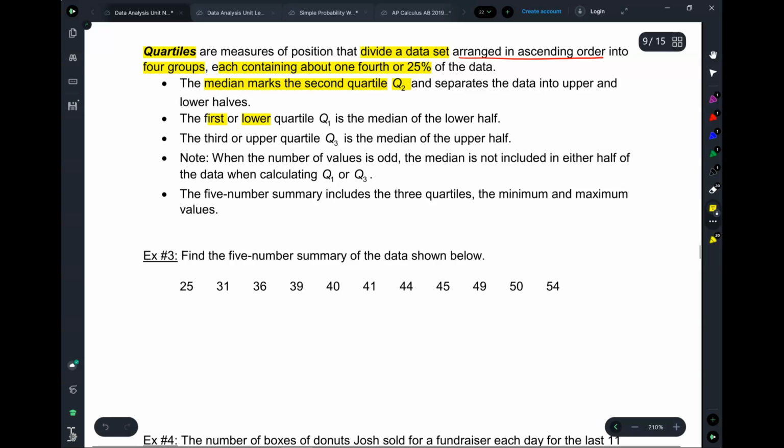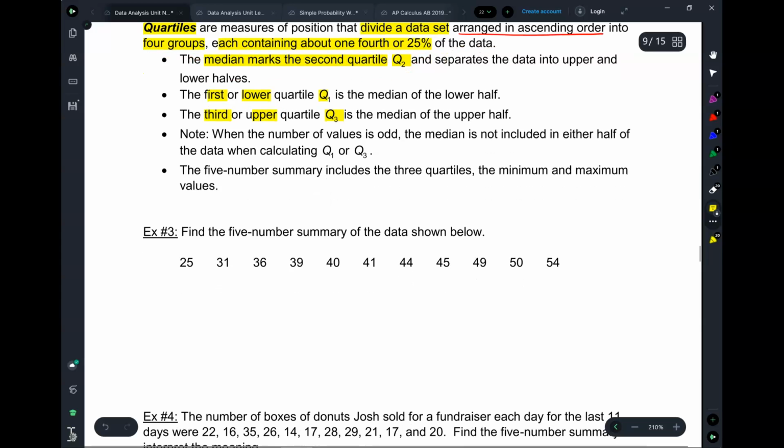The first or lower quartile is Q1. It's the median of the lower half. There is a third or upper quartile, Q3, the median of the upper half. We're going to do an example and you'll see it's pretty straightforward. Now, when the number of values is odd, the median is not included in either half of the data when calculating Q1 or Q3. So that's important.